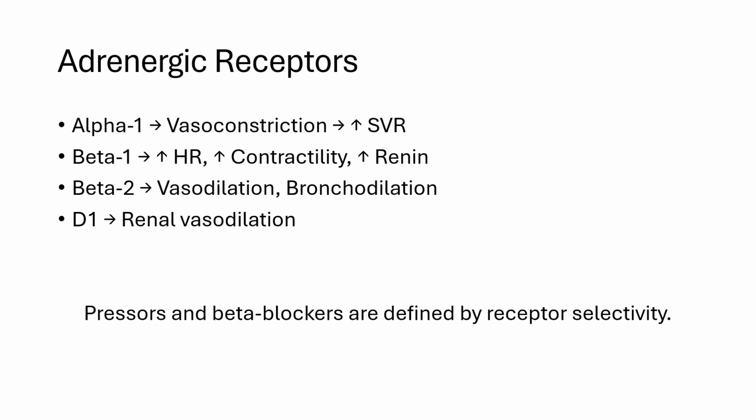Beta-2 receptors cause vasodilation and bronchodilation. This is important when we talk about non-selective beta blockers because blocking beta-2 can provoke bronchospasm. And then D1 receptors primarily cause renal vasodilation. This becomes relevant when we discuss dopamine and dose-dependent receptor activity. So when you're evaluating pressors and beta blockers, you always want to ask which receptor is this targeting.